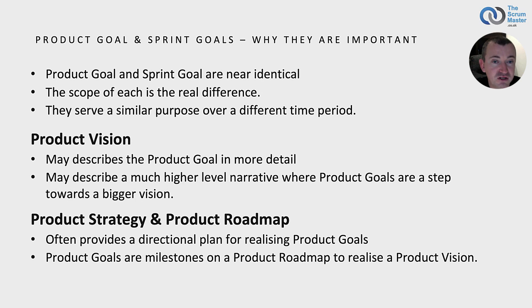The product vision, product strategy, and product roadmaps are outside of the scope of Scrum and therefore not covered by the Scrum Guide. However, they are commonly used complementary good practices, so it's worth describing them in the context of the product goal and sprint goals.